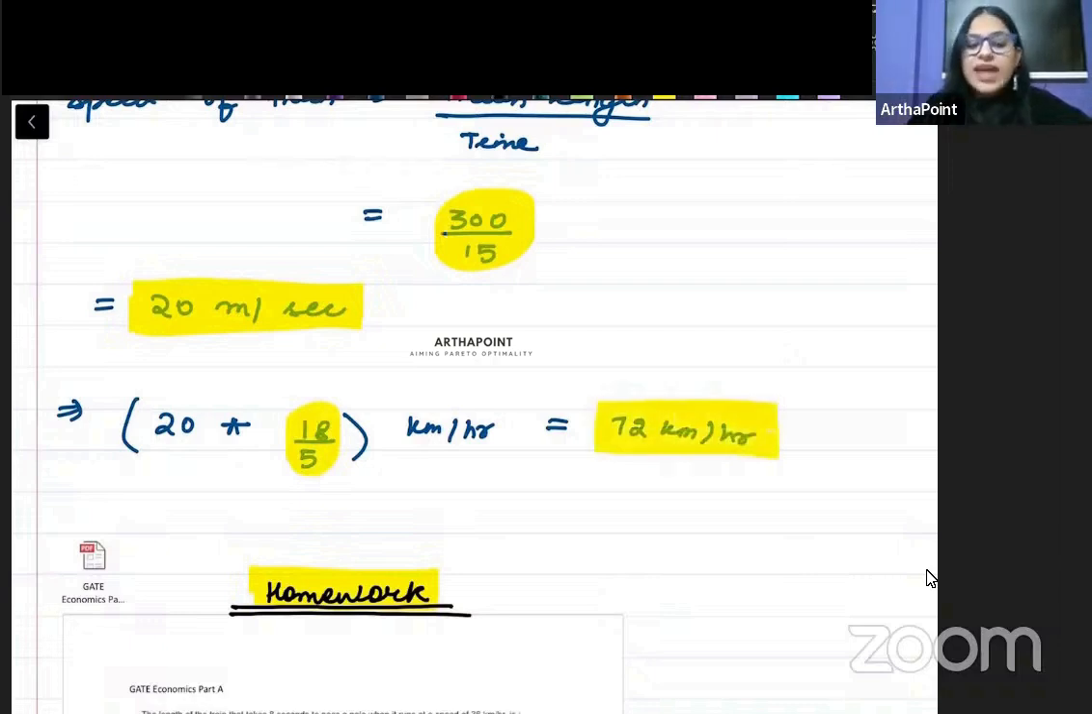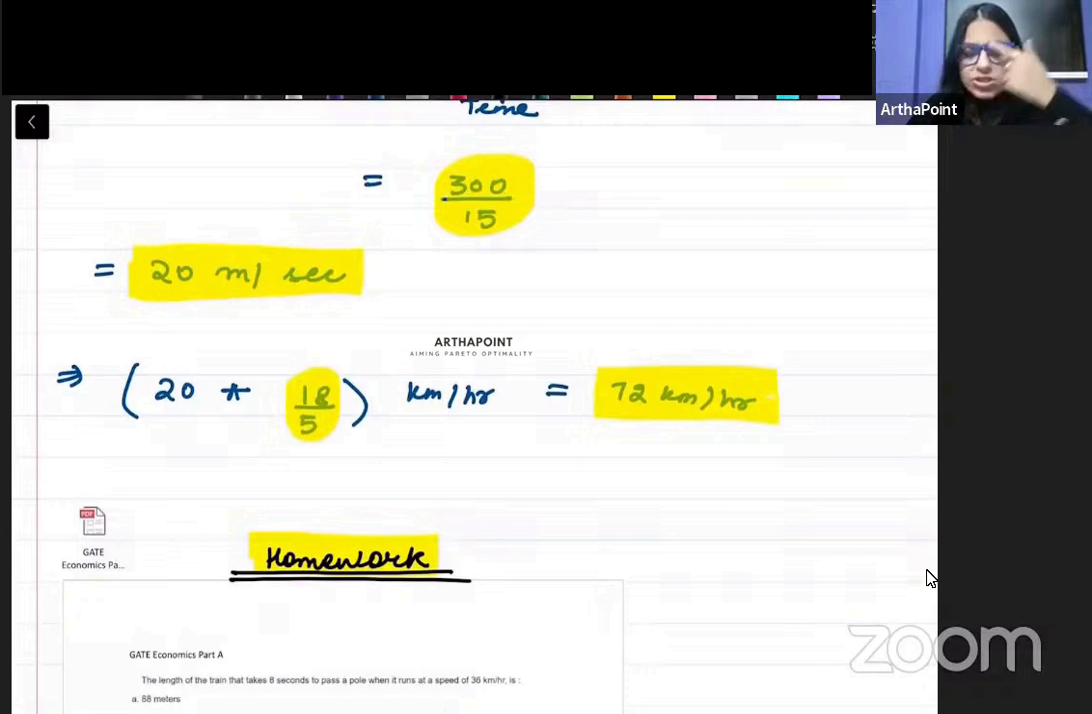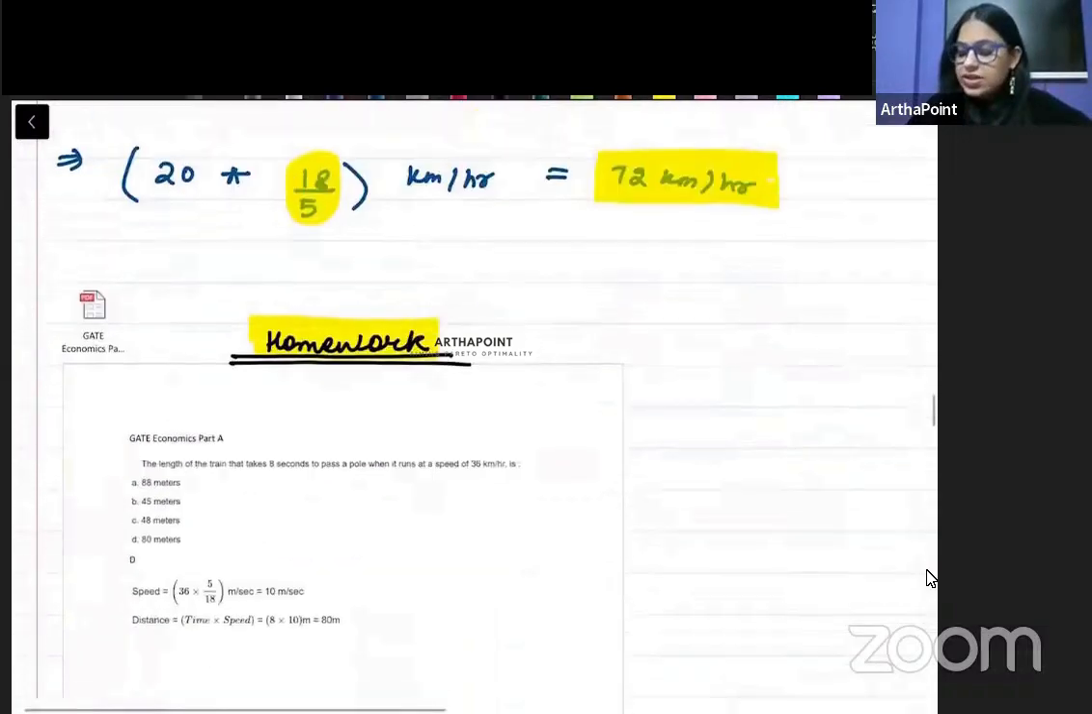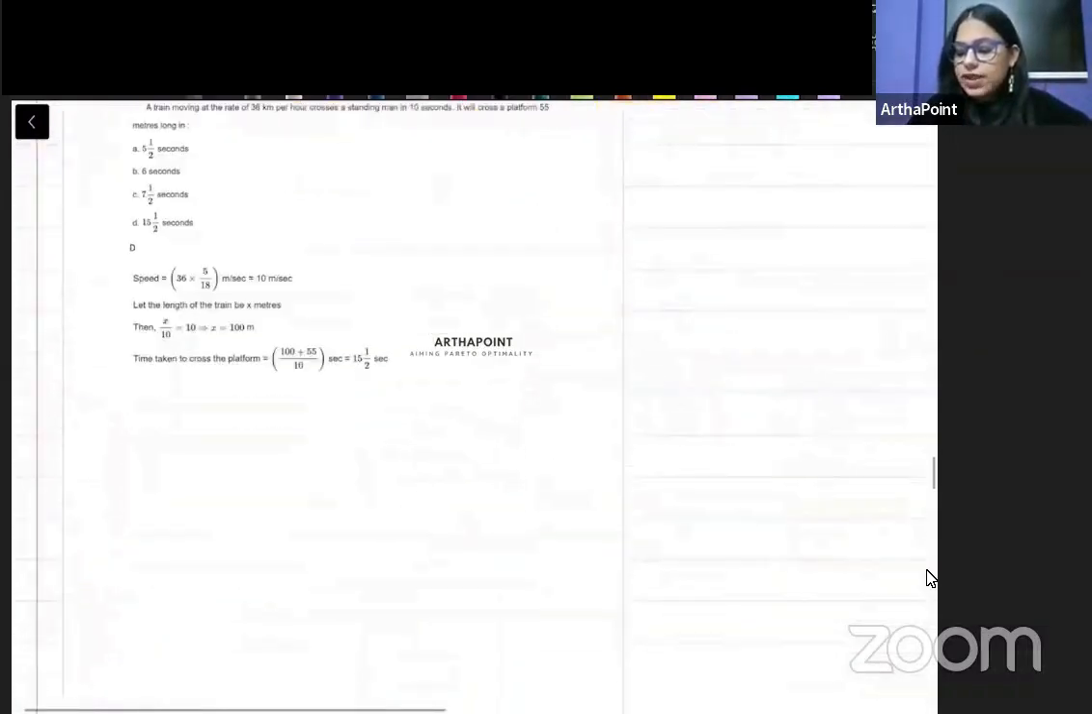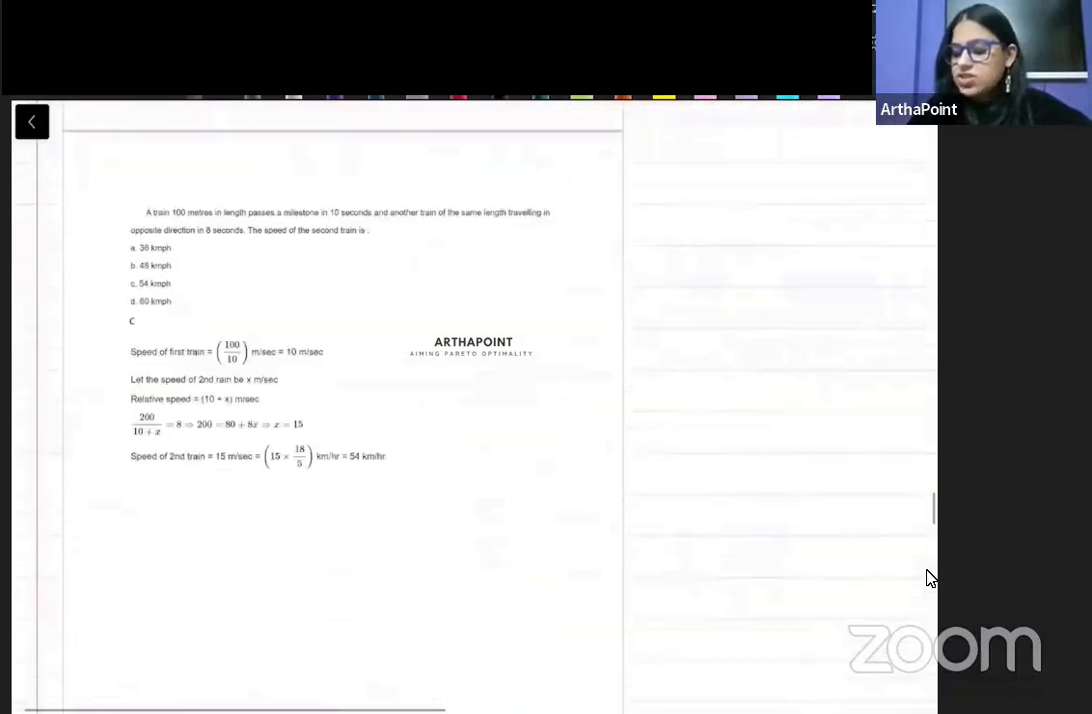Right, beta? So that is the next part of the question set where there can be questions based on trains, right? So this is your homework. Please do this homework well. I'm just skipping this homework.